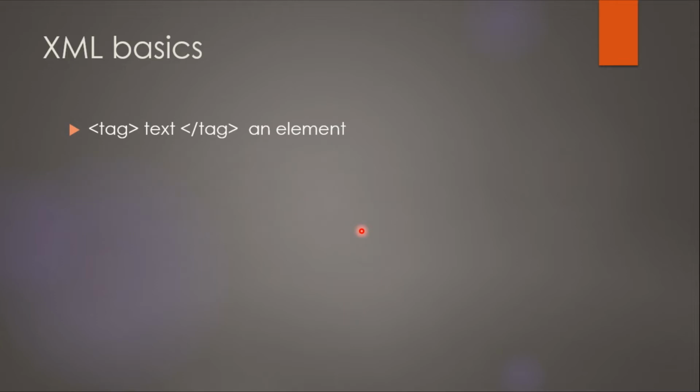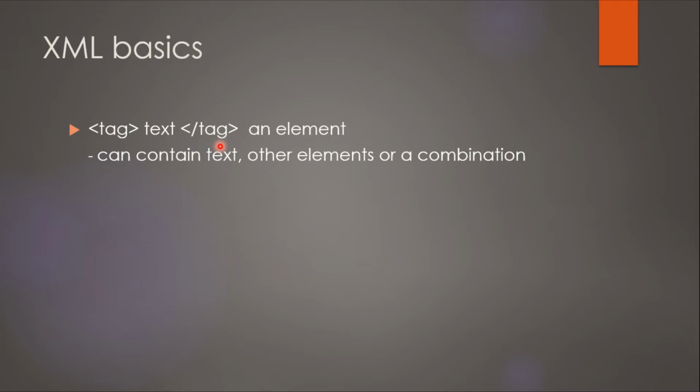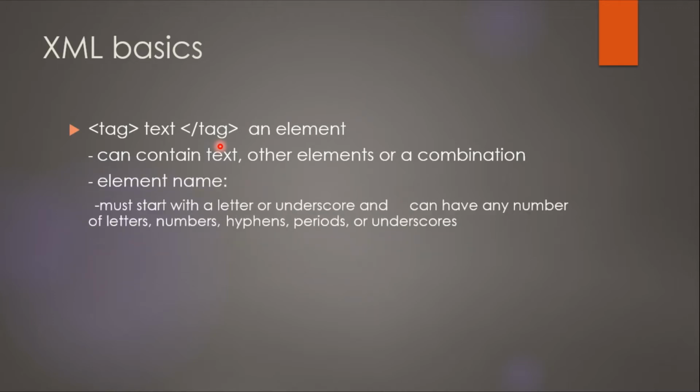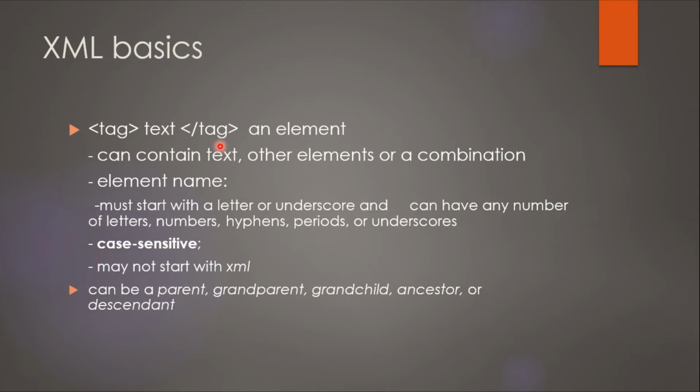Now how to declare a tag in XML. Okay, this is the syntax of a tag, predefined or not predefined. We have to declare our own tags. The tag can contain text, other elements or combinations. Element names must start with a letter or underscore and can have any number of letters, numbers, hyphens, periods and underscores. The tags are case sensitive. They may not start with XML, and an element can be a parent, grandparent, grandchild, ancestor and descendant.